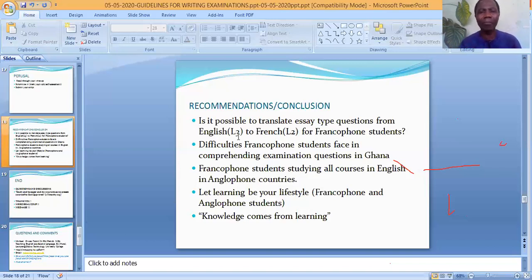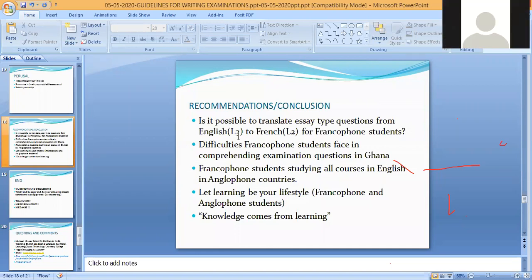So we need to understand that once you have Francophone learners coming to Anglophone countries, pursuing their university programs in all the courses in English, definitely they will find some difficulties. So we are proposing that it may be expedient, it may be crucial that, for instance, like GTUC, all the essay type questions that you write, you cannot translate all the objective test questions or multiple choice questions. But when it comes to the essay type questions, we can decide that all the essay type questions, let's translate them for Francophone students.